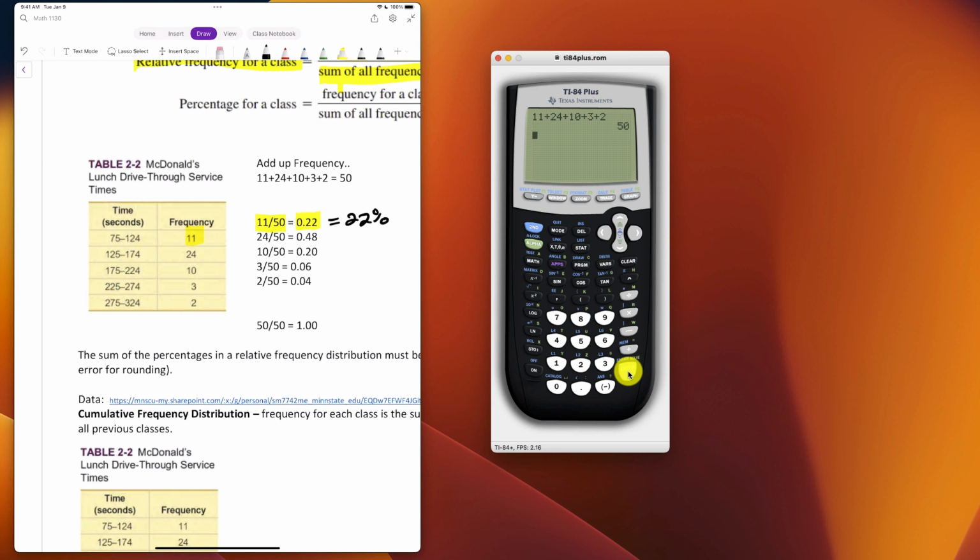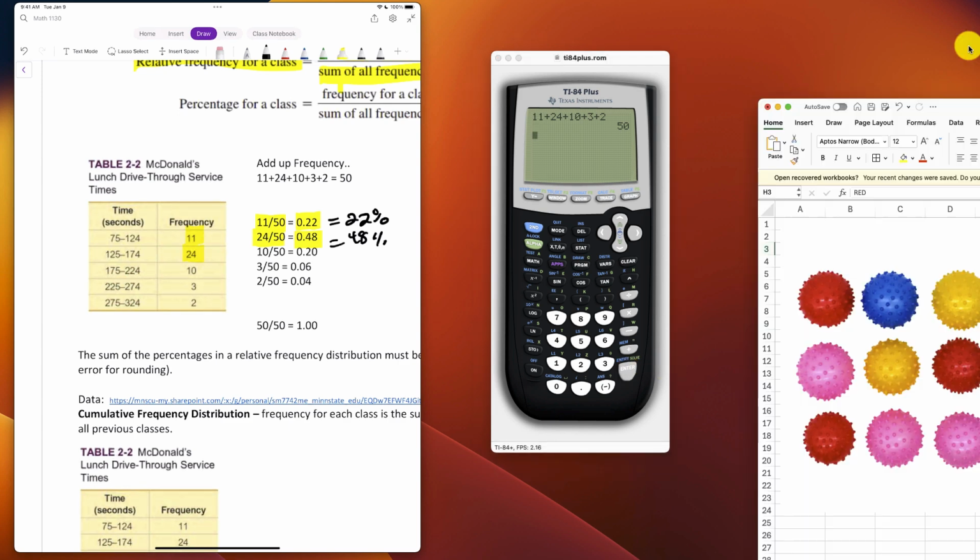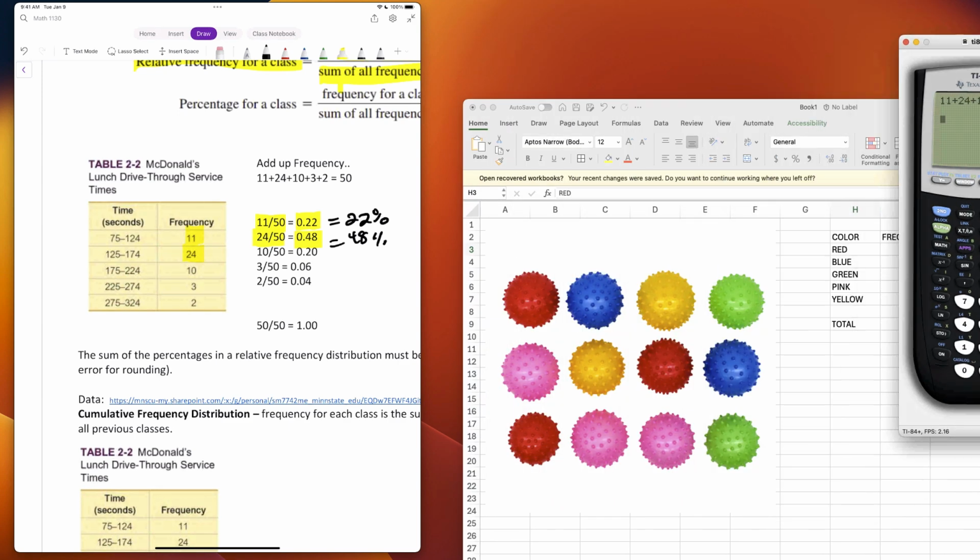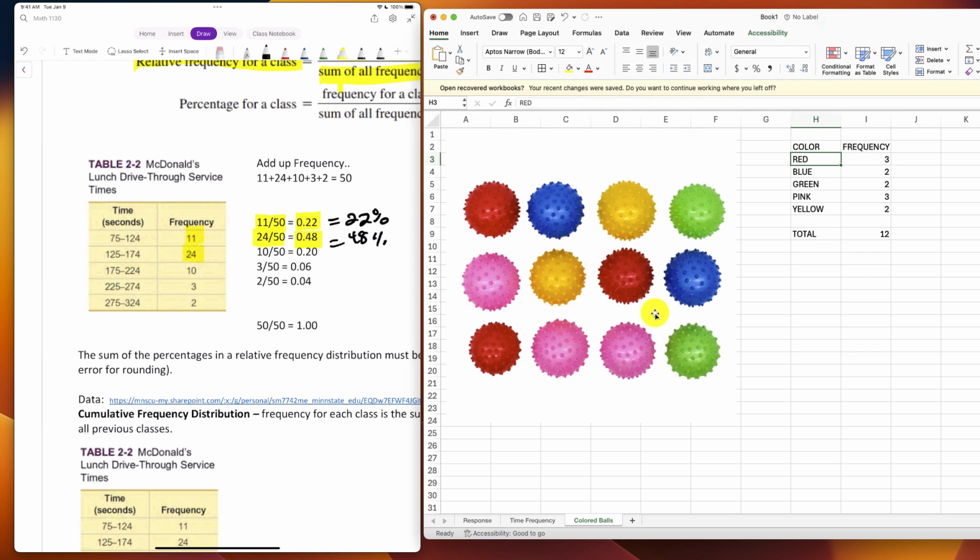The relative frequency for 125 to 174, we have 24 of those. So 24 divided by 50 is 0.48 or 48%. And you just go down the line. So it's nice sometimes to have Excel to help you, so you don't have to do it on the calculator. Of course you can use the calculator.